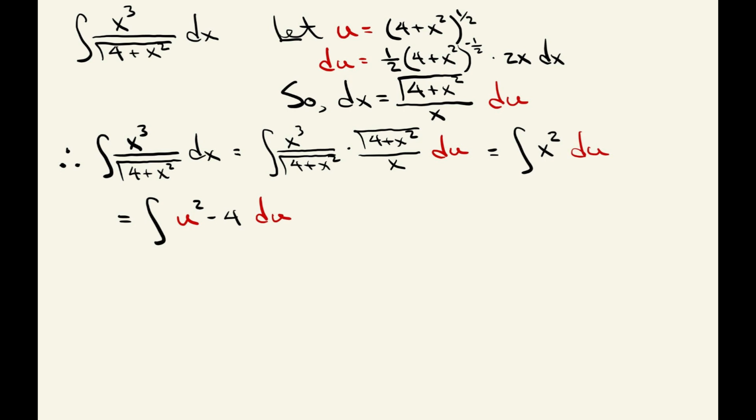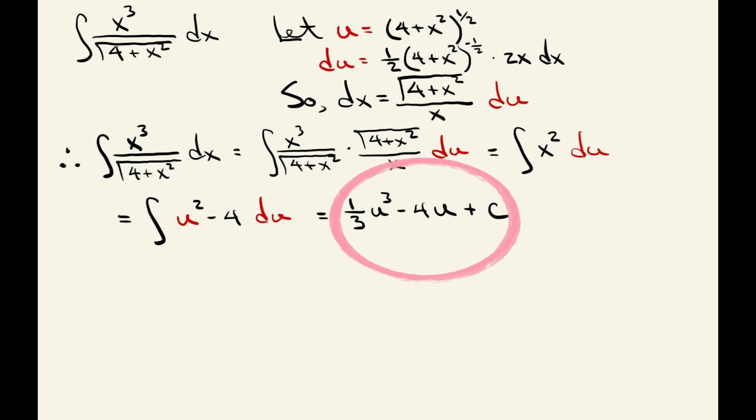The integral of u squared minus 4 du is equal to 1/3 u cubed minus 4u plus c. And if we're not careful, we might erroneously leave this as a final answer. We don't want to do that, because the question we were given was in terms of x, and the answer as we have it right now is in terms of u. We want the final answer to be in terms of the same variable in which the question was asked.